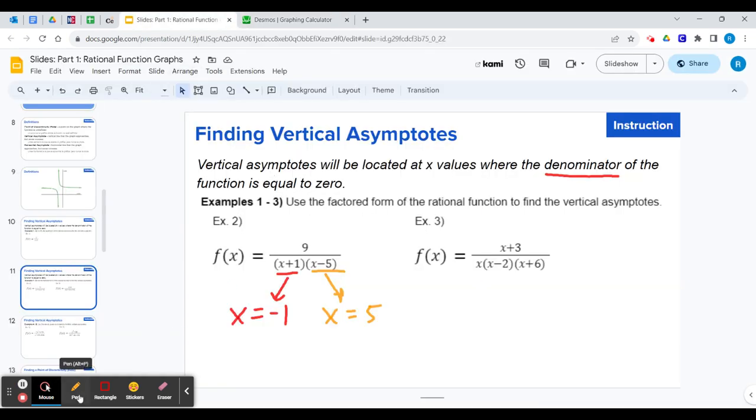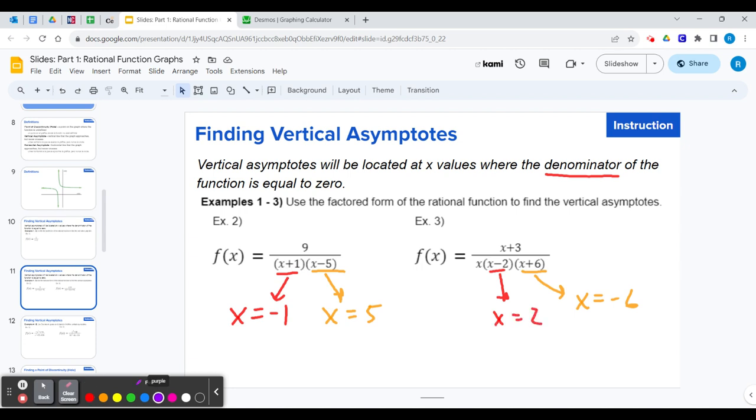So let's try this on example 3. We have a few things happening here in our denominator and one up top in the numerator. The numerator we can completely ignore. X plus 3 isn't going to factor into this at all right now. With this x plus 6 factor, we're going to have an asymptote at x equals -6. With our x minus 2, we're going to have an asymptote at x equals +2.